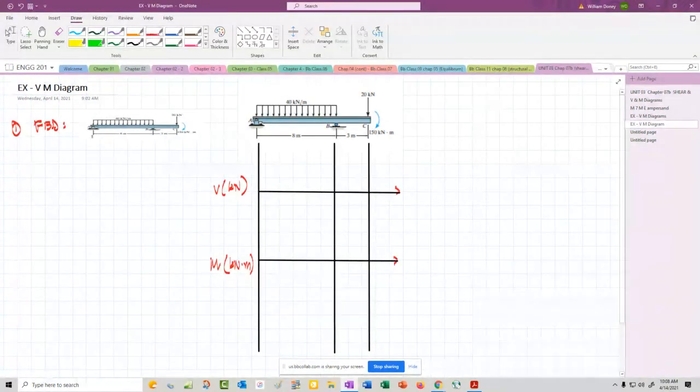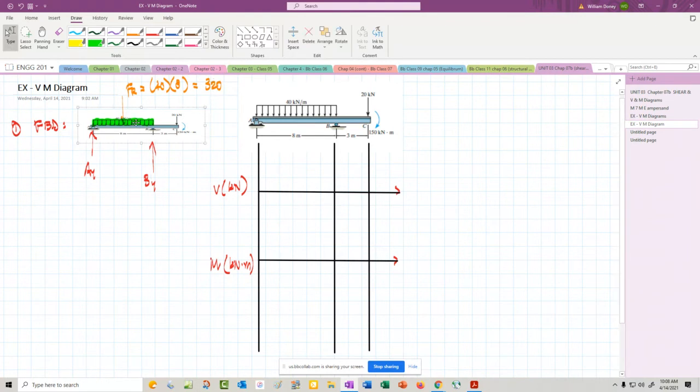All right. So a pin there, we're going to have an AY, a roller at B, so we're going to have a BY. We have this distributed load right here. So when we do the free body, we're going to look at that as the resultant force there, which is going to be 40 times the span of 8, which means 320. And that'll be acting halfway. Make it a little taller so I can read those numbers there.